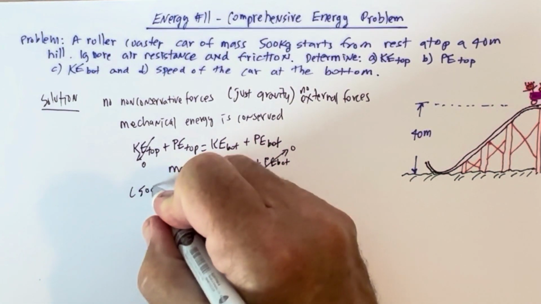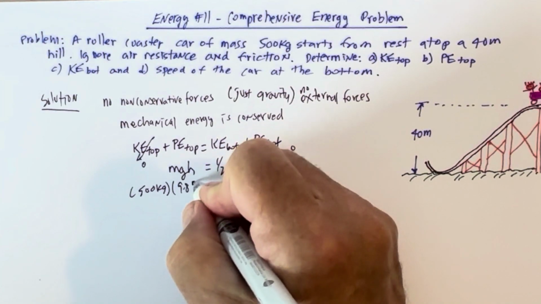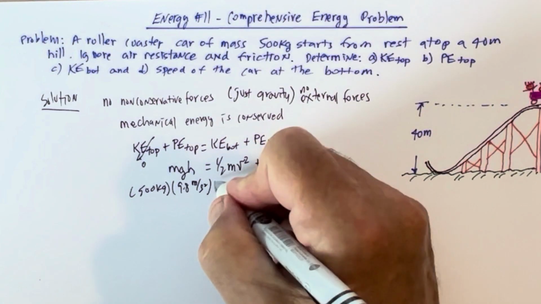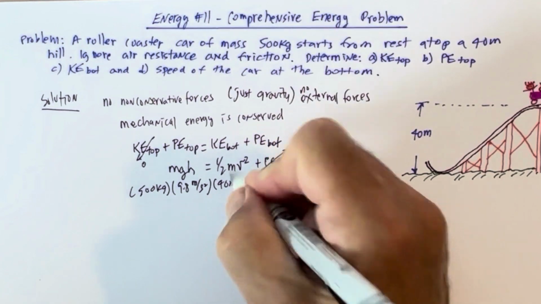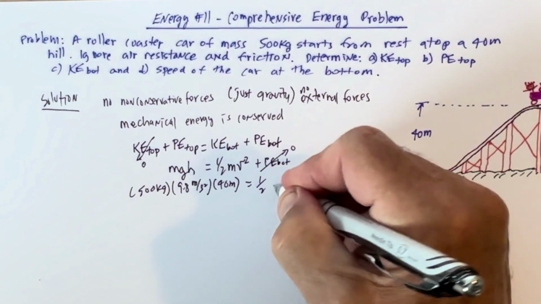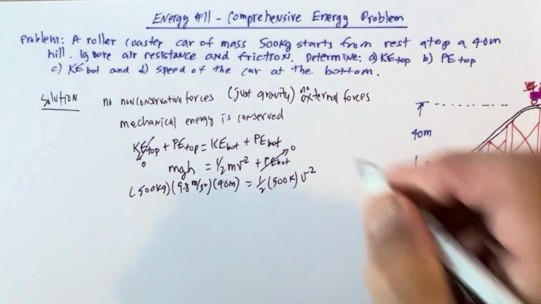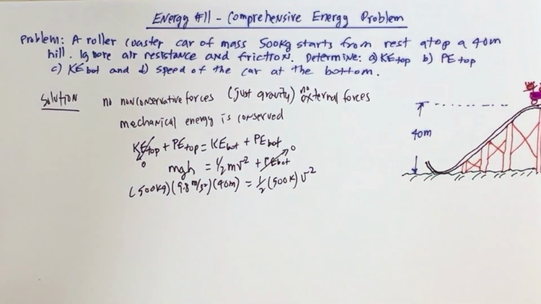So we get 500 kilograms, 9.81 meters per second squared, and the height is 40 meters. That's the left side here, is equal to 1/2 the mass, 500 kilograms, times the velocity squared. Now let's do the math on this side.